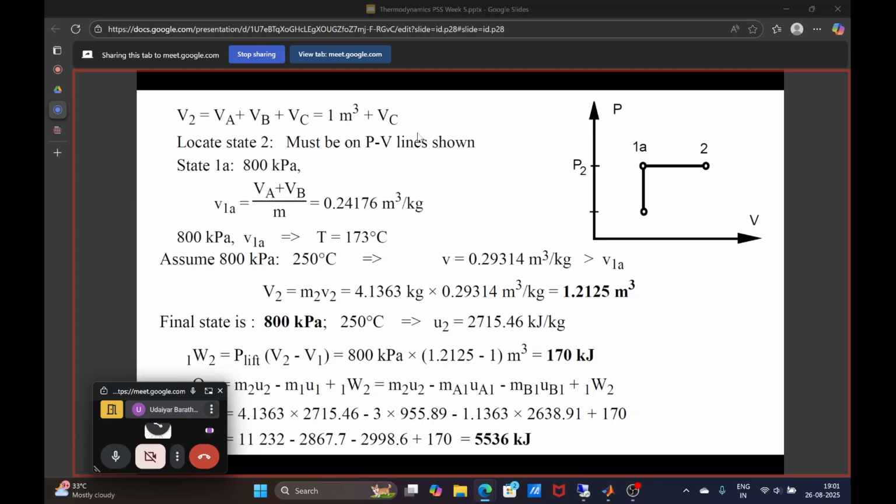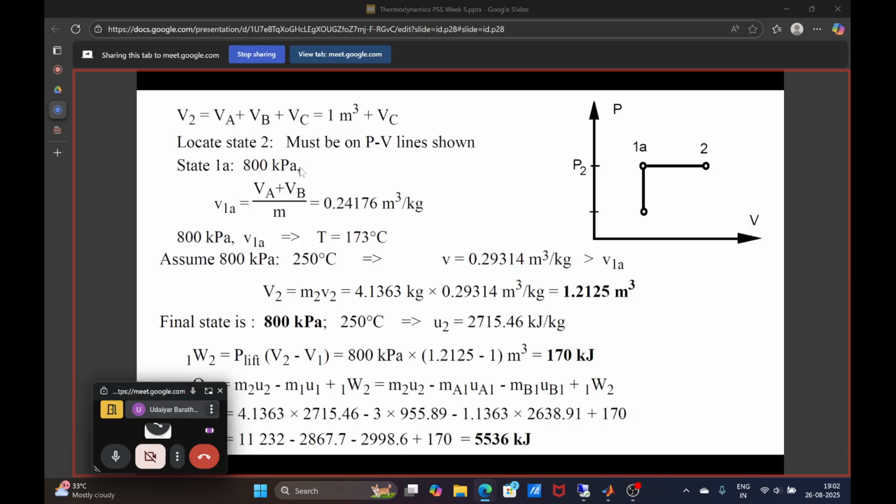So to find the volume at state 2, which will be the volume of tank A plus B plus C, we need to find out the change in volume of tank C. So that is straight away the change in volume. For this, we know at the state where the piston starts moving, at 1A, my pressure is 800 kilopascal.